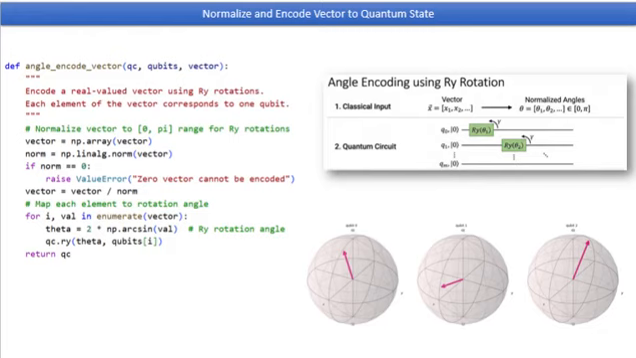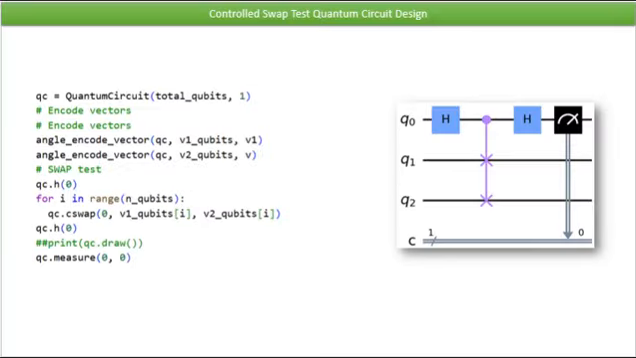This encoding step is crucial because the swap test doesn't work on raw text or numbers. It only works on quantum states. So this function is our bridge between classical NLP and quantum similarity measurement. In the next segment, we'll build the controlled swap test circuit that compares two encoded sentence states and tells us how similar they are.